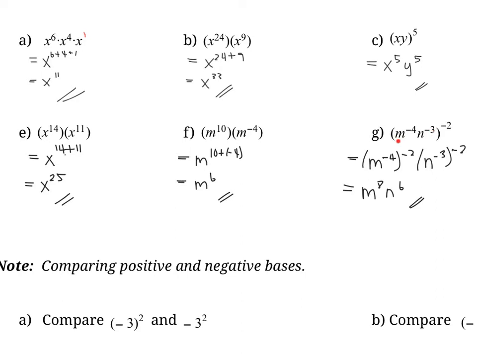Make sure that you're applying this entire term, the negative 2, to the entire term. So m to the power of negative 4 is raised to the power of negative 2, and n to the power of negative 3 is also raised to the power of negative 2.